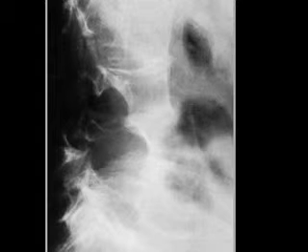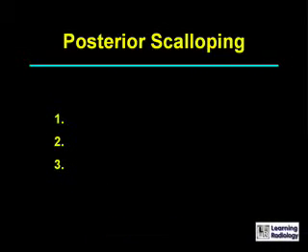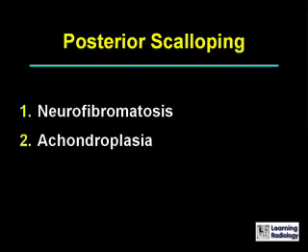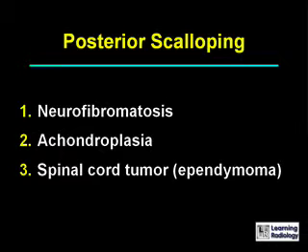Here is the next differential diagnosis. Pause the player. The differential diagnosis is for posterior scalloping of the spine. There are 3 causes listed. Pause the player. 3 causes of posterior scalloping of the spine include neurofibromatosis, achondroplasia, and a spinal cord tumor such as an ependymoma.